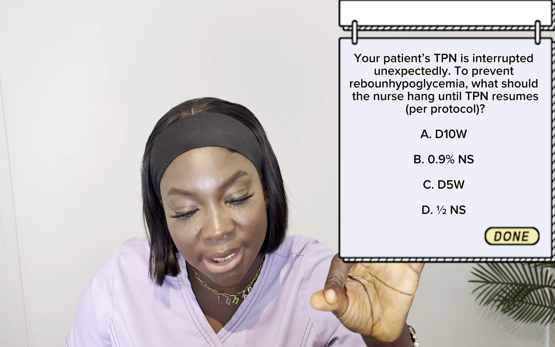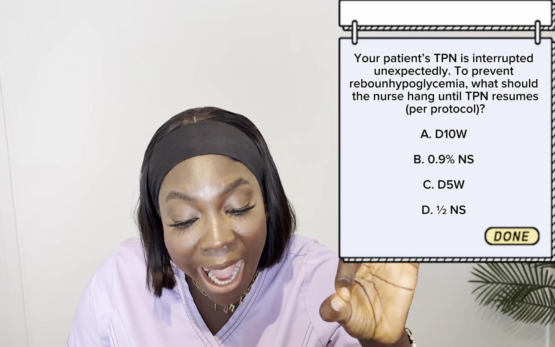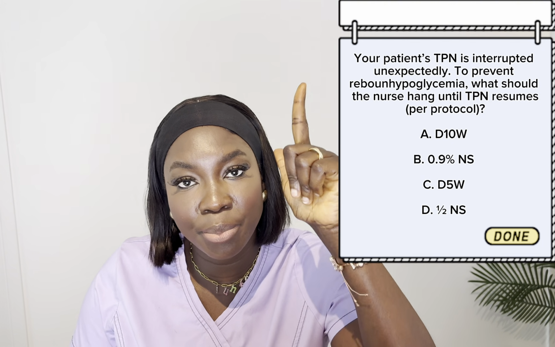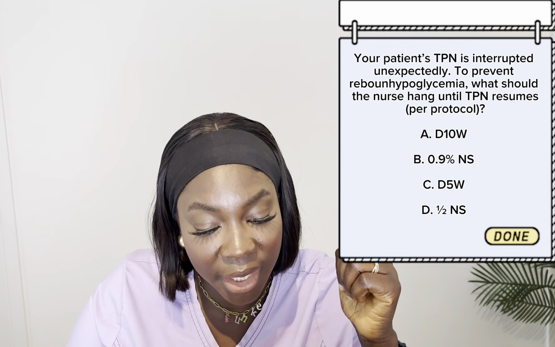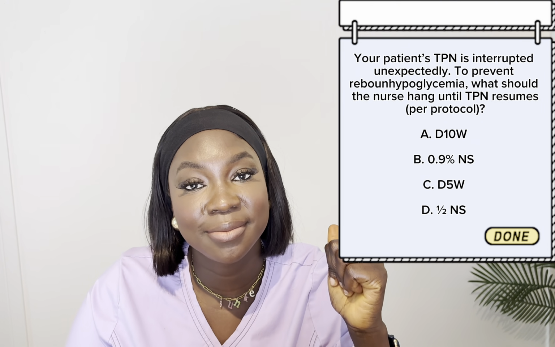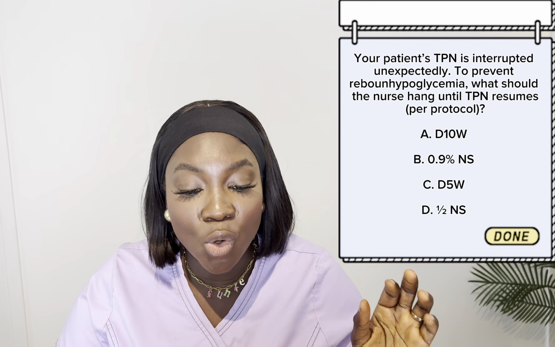Your patient's TPN is interrupted unexpectedly. To prevent rebound hypoglycemia, what should the nurse hang until TPN resumes per protocol? A, D10W, B, 0.9 normal saline, C, D5W, and D, half normal saline. And guys, the right answer is A, D10W. This is 10% dextrose in water. What is dextrose? Sugar.